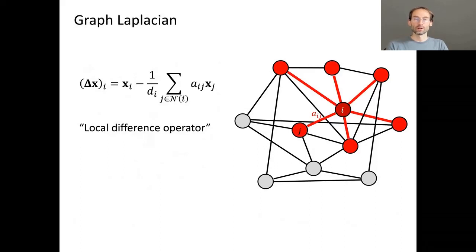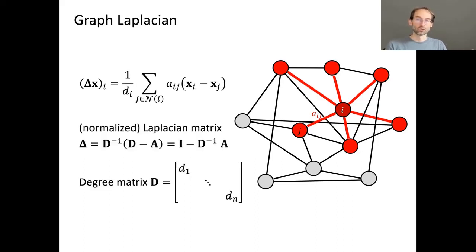Now, another important construction is what is called the Laplacian operator. What it does is subtract from the feature at node i the weighted average of the features at the neighbor nodes. And you can think of it as a kind of local difference operator. So how am I different from my neighborhood? And you can represent it also as a matrix-vector product. The Laplacian can be represented by this sparse matrix that is given by the degree matrix and the adjacency matrix.